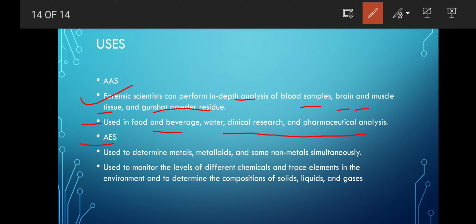Then the atomic emission, what are its uses? It is used to determine metals, metalloids and some non-metals simultaneously. It is also used to monitor the level of different chemicals and trace elements in an environment, and to determine the composition of solids, liquids and gases.